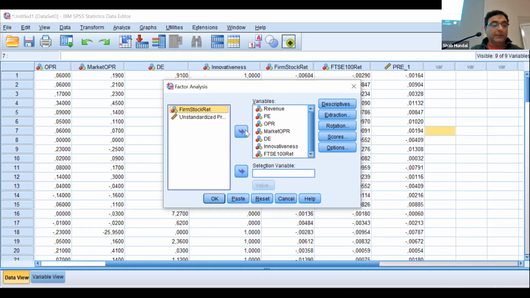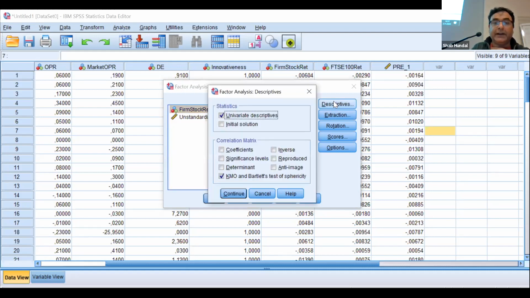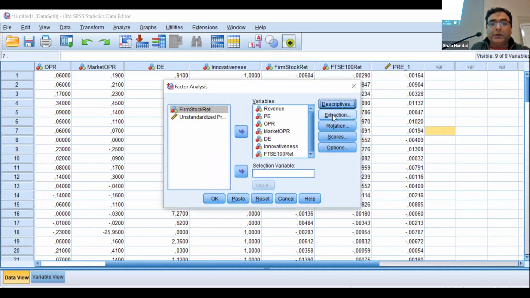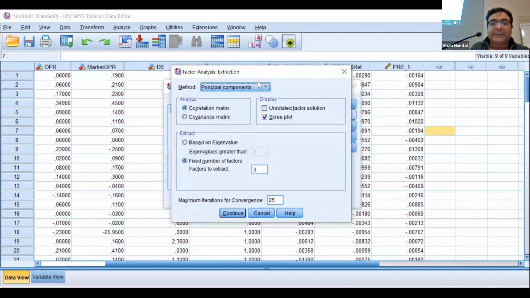All right. As usual, we click descriptives. In descriptives, we have the univariate. It's fine. And one more thing we click here is KMO. Don't ask me what it is, but just remember it. Continue. And then we go to extraction. In the extraction, you can see I'm using principal components. I use the correlation matrix and I use a plot. The plot would show how it looks when you draw it on the picture.